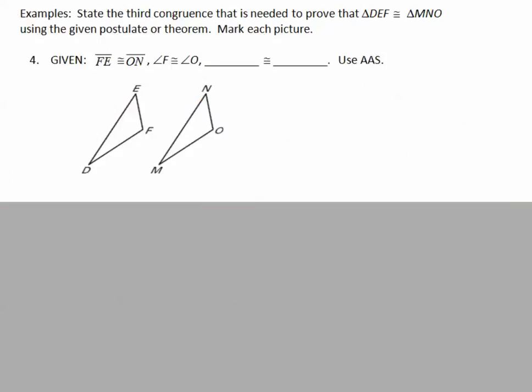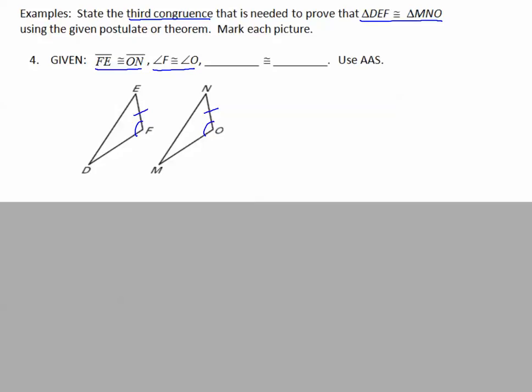State the third congruence that's needed to prove triangle DEF is congruent to triangle MNO using the given postulate or theorem. Mark each picture. So it's given that segment FE is congruent to segment ON. All right, I've marked those congruent. Angle F is congruent to angle O. I've marked those congruent. That's just 2 items so far.